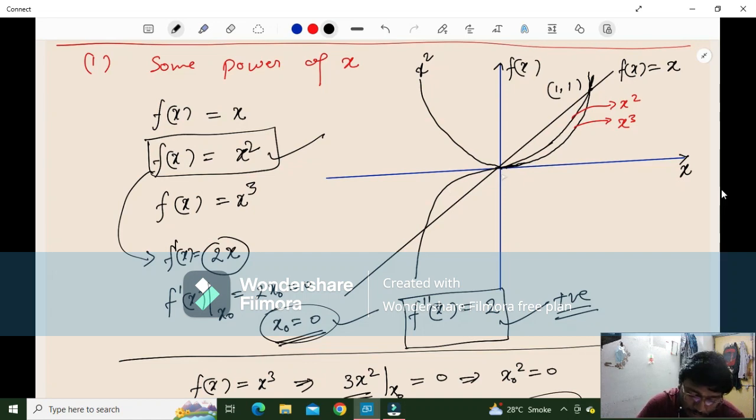So this is the origin point (0, 0), and this is the inflection point where the curvature of the function is changing. First, the sign of the curvature is changing. So what is the definition of the curvature? What is the definition of the inflection point? The definition of the inflection point is that point where the function changes the sign of the curvature.